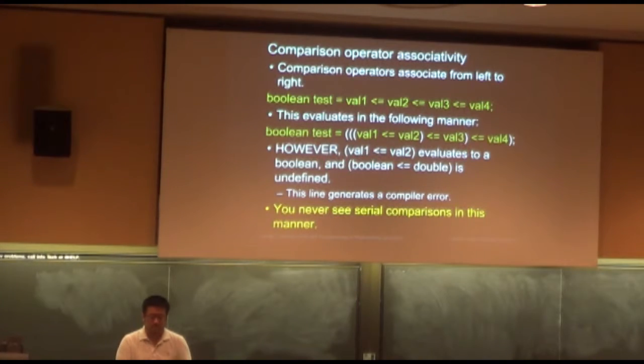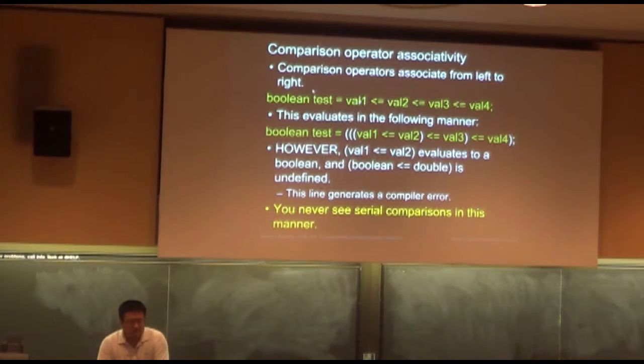Good questions, good questions. Okay, so every time we learn an operator, we need to also know its associativity. The associativity for the comparison operators works from left to right, technically speaking. But because they generate a type that is different from the type that they operate on, comparison operators aren't really compatible with the idea of associativity. So let's see why this is the case.